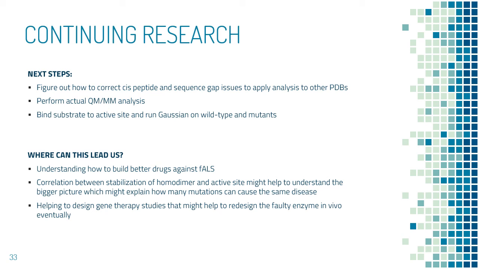Where can this lead us? What can help us maybe to understand how to build better drugs against FALS, as I had already mentioned. Maybe a correlation between the stabilization of the homodimer and the active site might help to understand the bigger picture, which might explain how many mutations can cause the same disease. And ultimately helping to design gene therapy studies. Maybe that might help redesign the faulty enzyme in vivo eventually down the road.